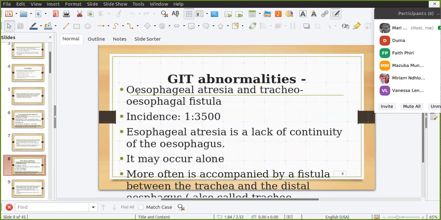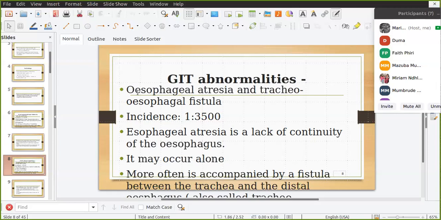So we'll look at the other GIT abnormalities. The other one we'll talk about is esophageal atresia and tracheoesophageal fistula, abbreviated as TOF. When you look at the incidence of these GIT abnormalities, it is in the range of 1 in 2,500. Esophageal atresia we define as a lack of continuity of the esophagus. It may occur alone. More often, it is accompanied by a fissure between the trachea and the distal esophagus.